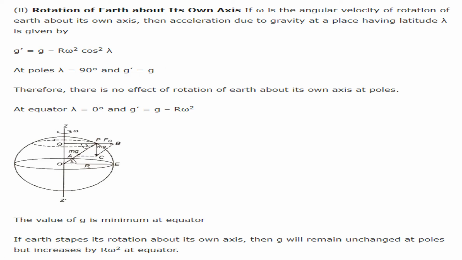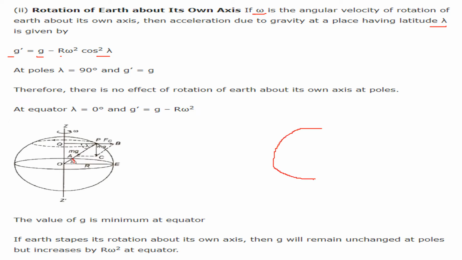Then, rotation of the earth about its own axis. If you take omega as the angular velocity of rotation of the earth about its axis, we know that the earth rotates about its axis. So the acceleration due to gravity at a place having latitude lambda is given by g dash equal to g minus r omega square cos square lambda. This is the angle lambda.